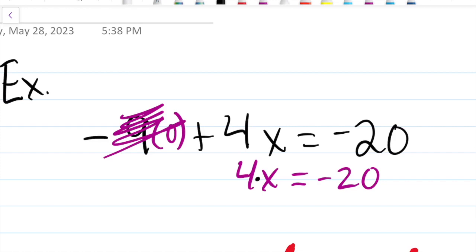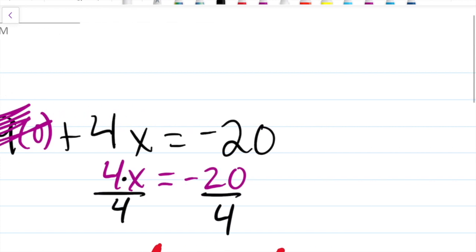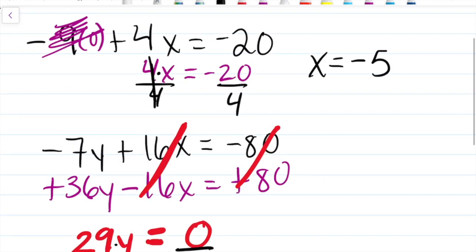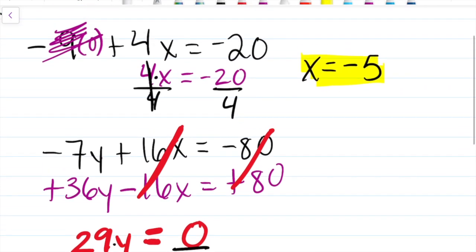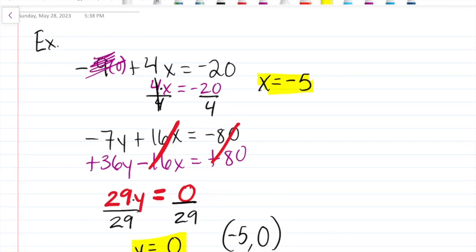That's a 4 times x. When I divide by 4, what does that give us, guys? X equals, well, that's a 1, right? That's 1x. Or people just call it x. X equals -5. You guys found the second part of the point. So my x is -5 when my y is 0. And that's how you find your point using elimination methods.